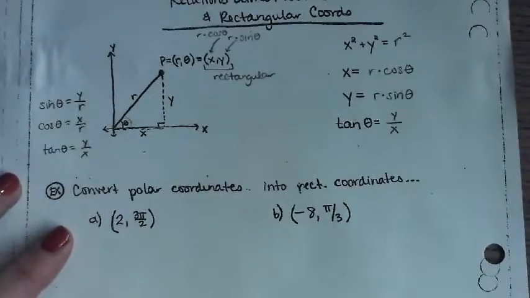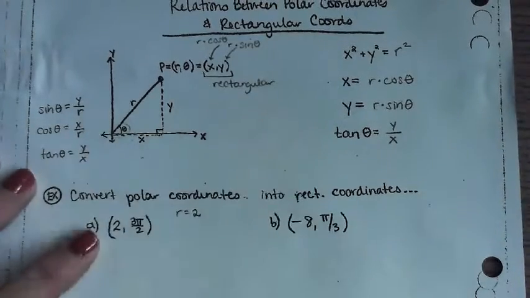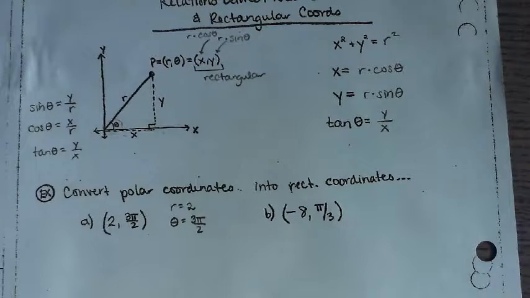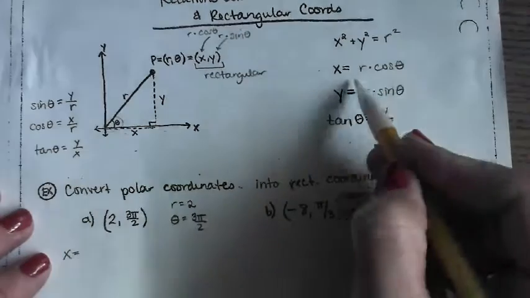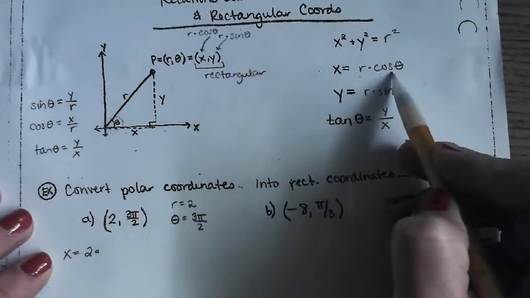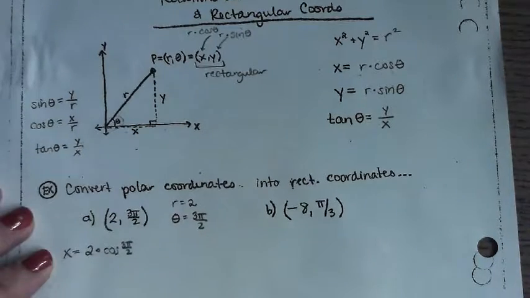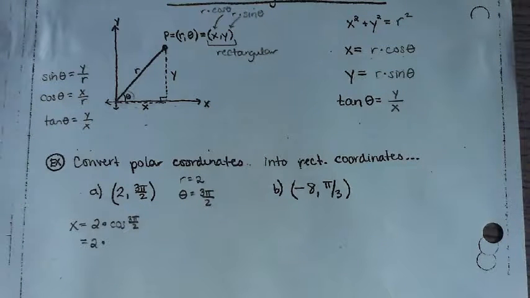So if we take a polar coordinate 2, 3 pi over 2, r equals 2, and theta equals 3 pi over 2, to get your x and y coordinate in the rectangular system it's pretty straightforward. Your x coordinate is just your r value, which is 2, times the cosine of your theta, cosine of 3 pi over 2. So that's 2 times, what is the cosine of 3 pi over 2? 0.